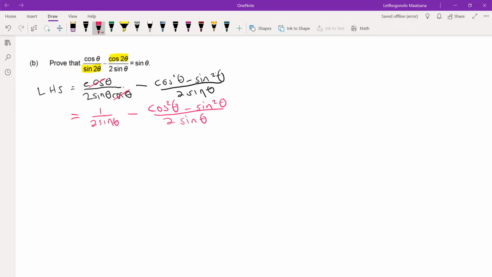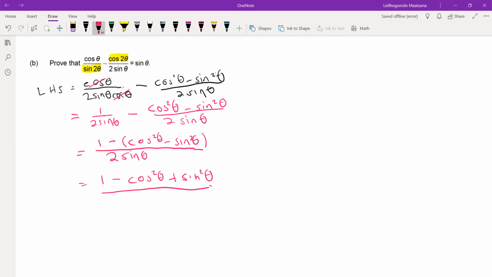We can see that our fractions have the same denominator, so we will simply have 1 minus, let's make sure to put that in brackets, cos squared theta minus sine squared theta, over 2 sine theta. Then we can go ahead and multiply out with that negative. We'll get 1 minus cos squared theta plus sine squared theta over 2 sine theta.